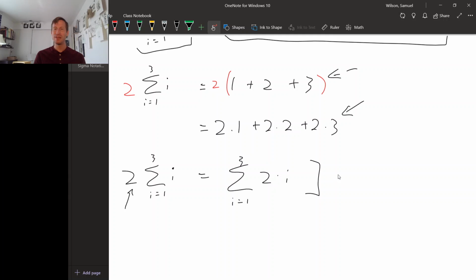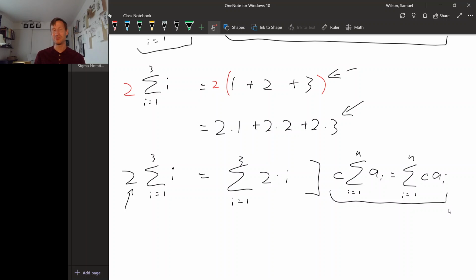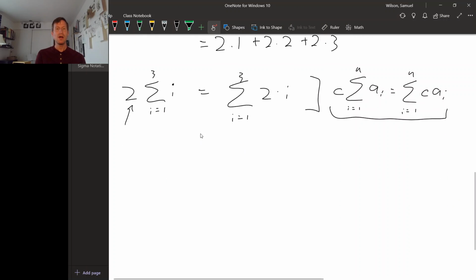If you have any constant times a sum, and here for the terms of the sum, I'll write a sub i, for i equals 1 to whatever the top happens to be, n maybe, you can move that constant multiple inside the sum like this. Okay, so there's a nice fact about sigma notation.